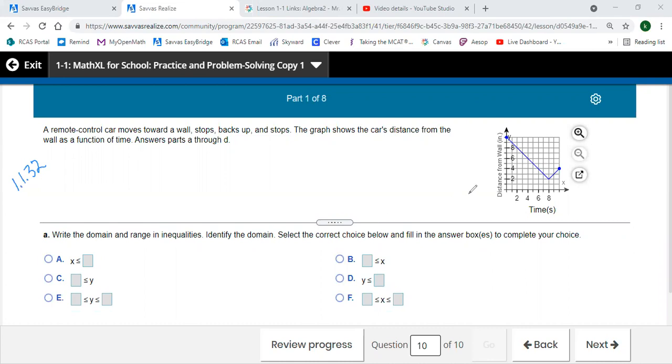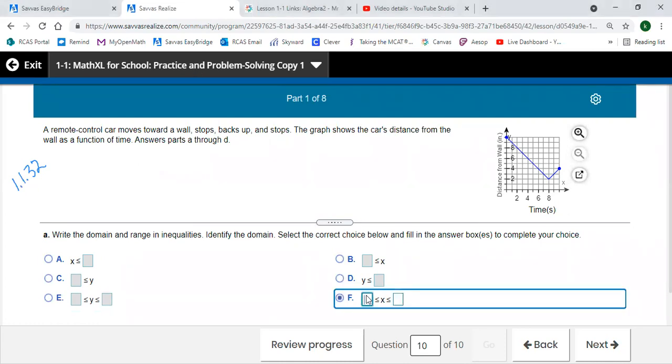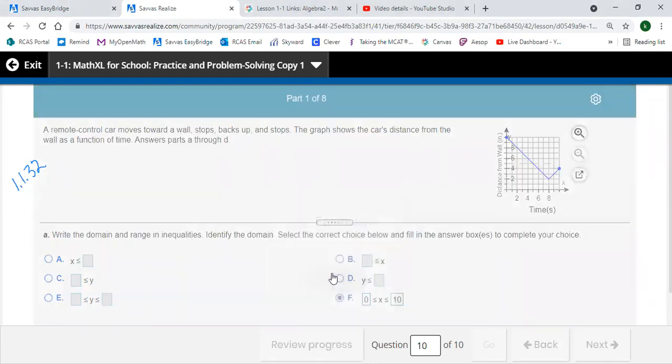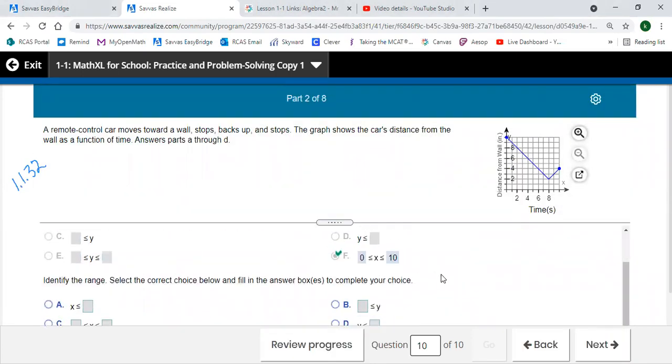So the domain is X, and it goes from 0 here up to it stops at time 10. So we're looking for the domain again. That's just X. And my X's go from 0. X is greater than or equal to 0, and it stops at the 10. So I hit enter. And then I'd ask for the range.